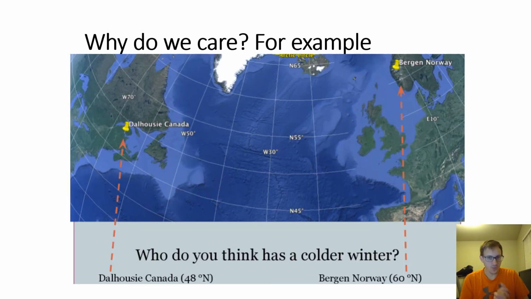Okay, so another why do we care? Here is an example. If you look on this map, we have Dalhousie, Canada over here on the left. It is at 48 degrees north latitude, and then we have Bergen, Norway, which is at 60 degrees north latitude. And what I want to know is who do you think has a colder winter? Okay, now most people would say, well, Norway is much farther north. So if you imagine during the winter, like we talked about with the tilt, it gets a lot less sun. So it must be much, much colder than Dalhousie, Canada.